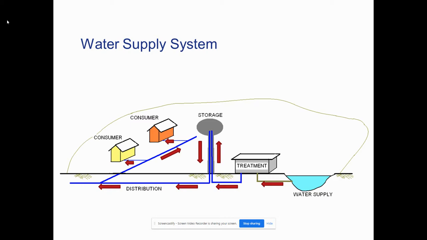It comes from lakes, rivers, groundwater, and then it has to be treated. And after it's treated, it goes to storage tanks, usually above ground tanks, although we're starting to see some being built below ground. But normally it is above ground tanks, and then it goes through distribution systems, pipes.